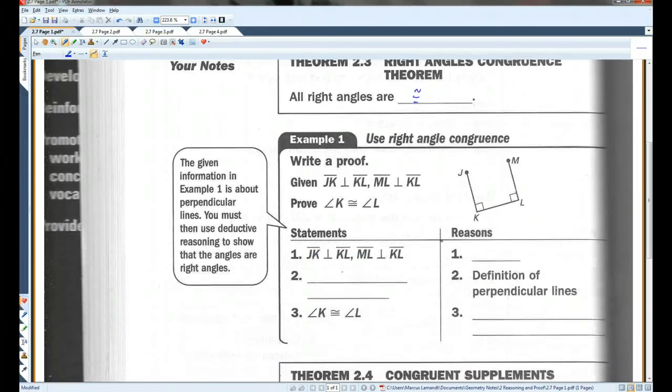Okay, so, for example, if we're given that JK is perpendicular to KL and ML is perpendicular to KL, we need to prove that angle K is congruent to angle L. Here's the given. If these lines are perpendicular, that means that angle K and angle L are right angles. That's the definition of perpendicular lines. And if they're both right angles, then they must be congruent. Right angles congruence theorem.